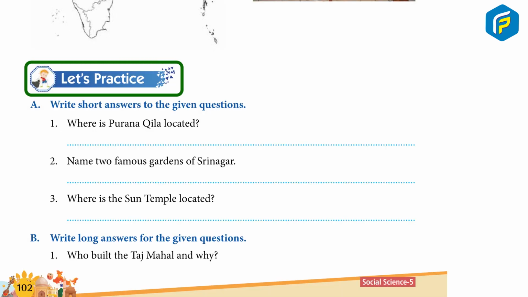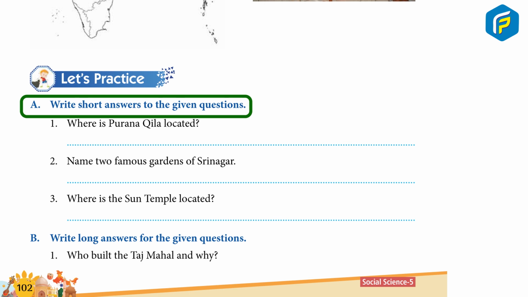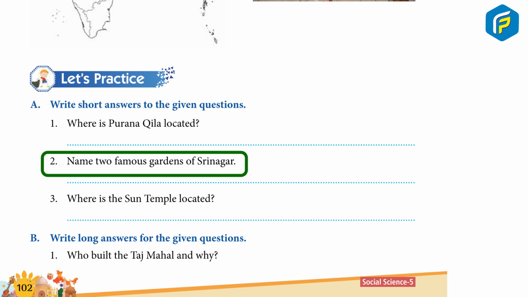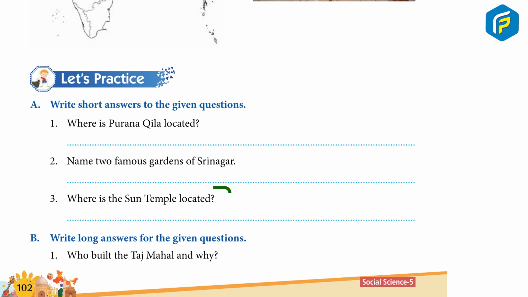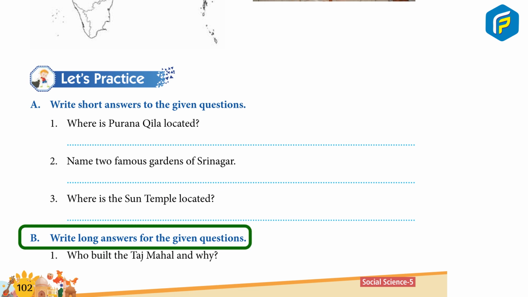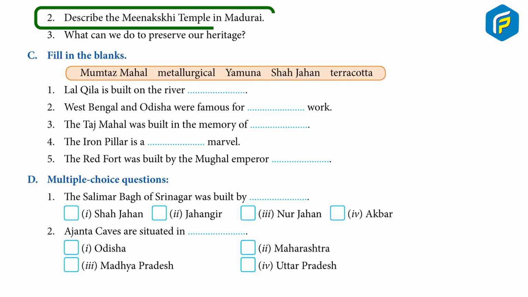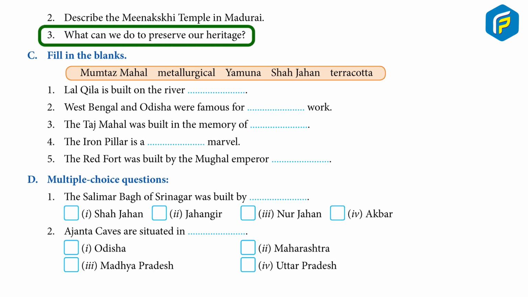Let's practice. A. Write short answers to the given questions. 1. Where is Purana Killa located? 2. Name 2 famous gardens of Srinagar. 3. Where is the Sun Temple located? B. Write long answers for the given questions. 1. Who built the Taj Mahal and why? 2. Describe the Meenakshi Temple in Madurai. 3. What can we do to preserve our heritage?